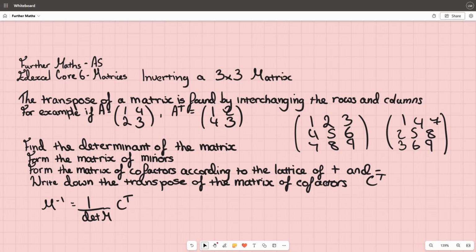So now the steps to inverting a 3x3 matrix are: you need to find the determinant of the matrix, form the matrix of minors, form the matrix of cofactors according to the lattice of plus and minus, which we saw earlier, write down the transpose of the matrix of cofactors, and then we see the formula, which is the inverse of M equals 1 over the determinant of M, times C^T, which is the transpose of the matrix of cofactors. So we divide it all by the determinant.